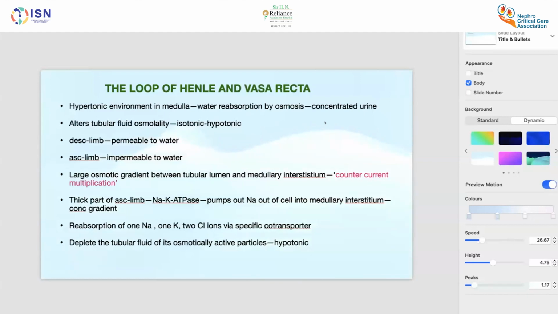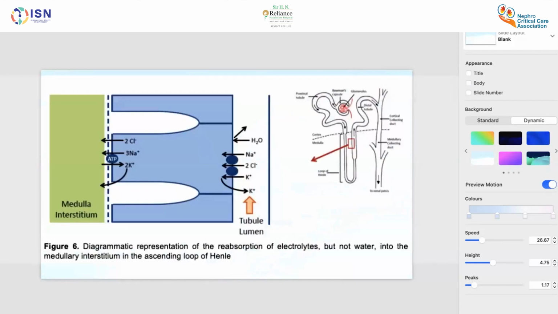The thick part of the ascending limb has a sodium potassium ATPase pump, which pumps sodium out of the cell into the medullary interstitium, and it causes the concentration gradient. With this gradient, there's reabsorption of 1 sodium, 1 potassium, and 2 chloride ions via a specific transporter.